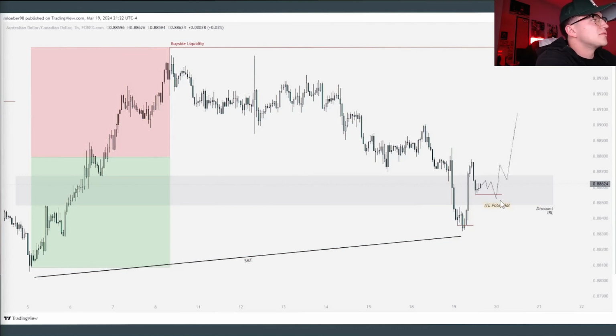I would like to see an intermediate term low be formed by running that short-term low, creating a run on buy stops, price pushing higher aggressively, creating a short-term low to the right, and having that confirmation of the intermediate term low, and then our delivery and push higher. So that is my complete game plan as to what I'm looking for in the correlation between AUD-CAD and NZD-CAD.